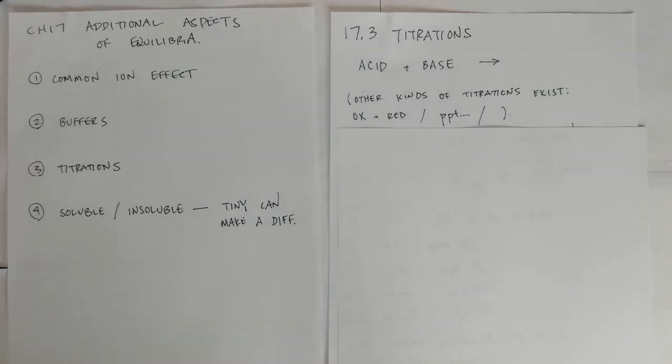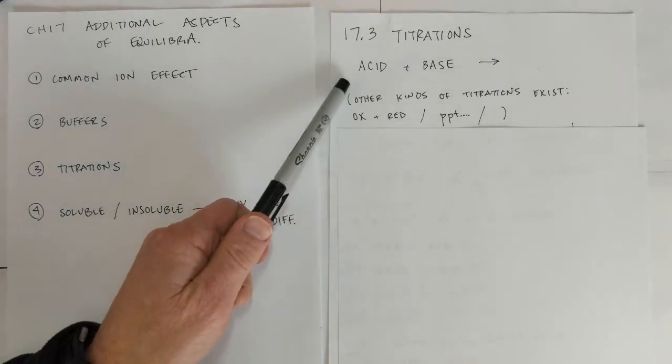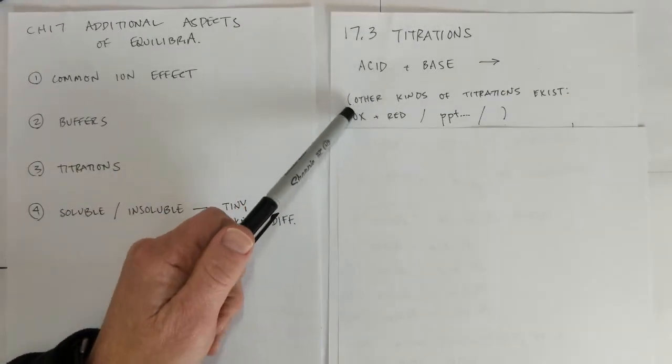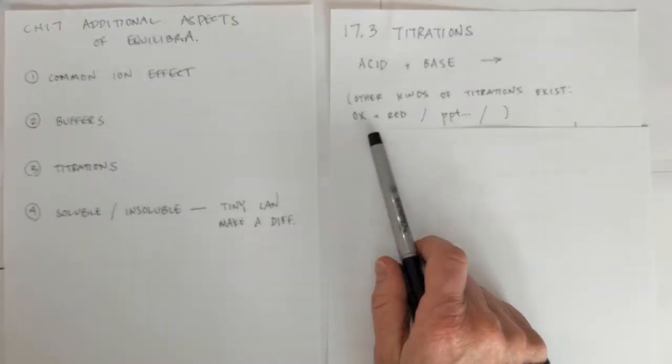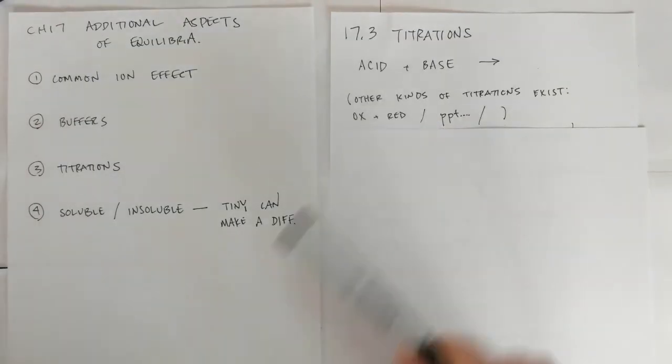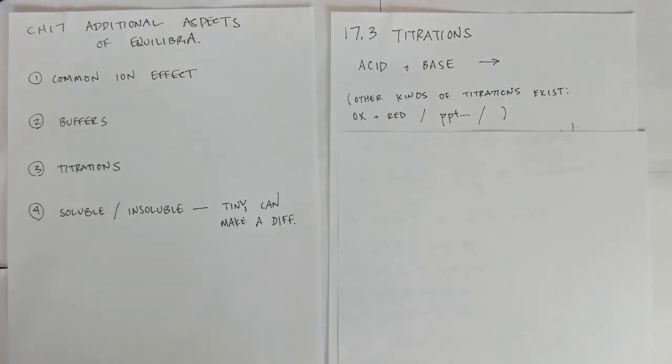In this part of Chapter 17, we're going to look at titrations. In the next couple of videos, we'll take a deep look, both qualitatively and quantitatively, at what a titration can help us do. So the most common type of titration is between an acid and a base, but other kinds of titrations also exist. Oxidants and reductants, giving you oxidation reduction, and ones where a precipitate forms are also popular.